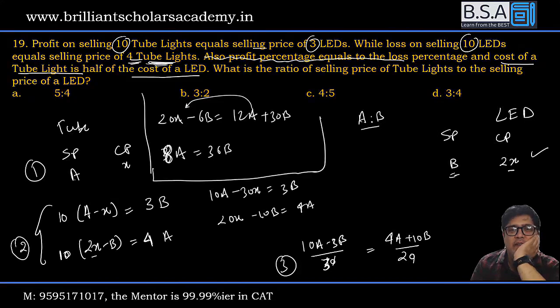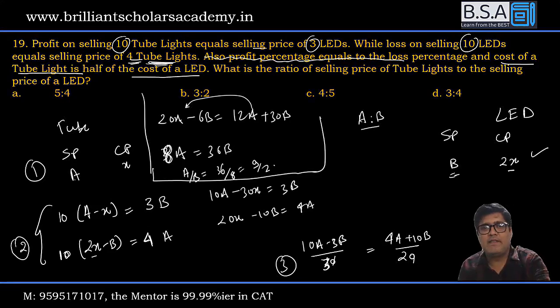Did I make a calculation mistake? This is addition, this is subtraction. Cross multiply 20 and 6b. Cross multiply 12 and cross multiply this 330. I am getting a very weird kind of ratio between A and B. 36 by 8, 4 cancelled, 9 by 2. Guys, verify calculations. What is the ratio of selling price of tube lights to that of LED? Tube light is A, LED is B. I want A upon B.